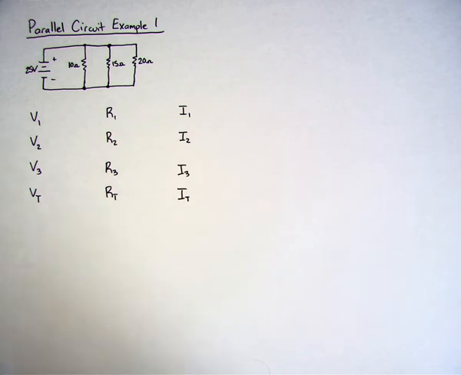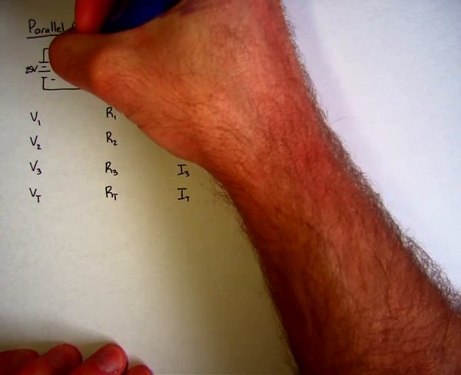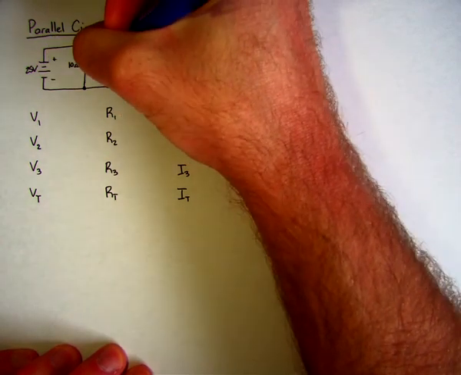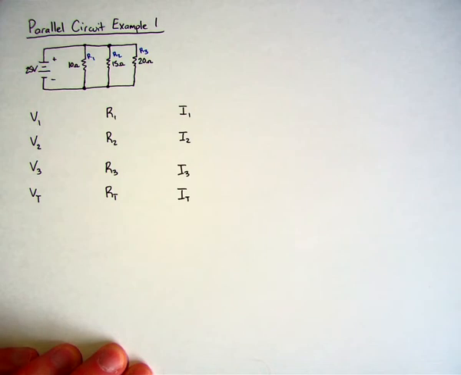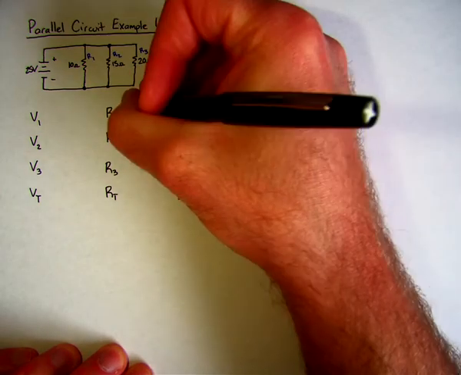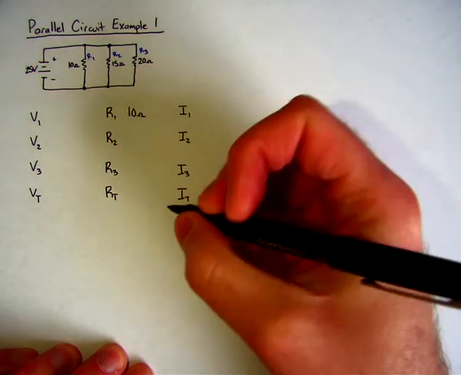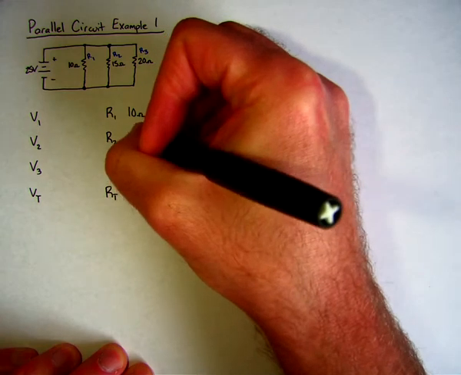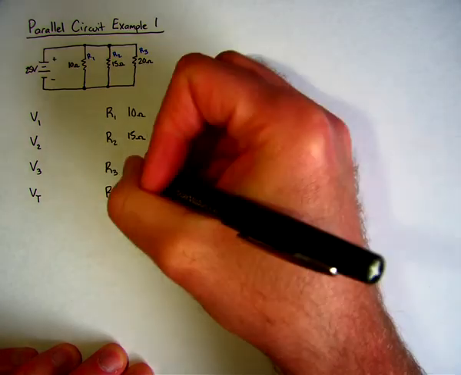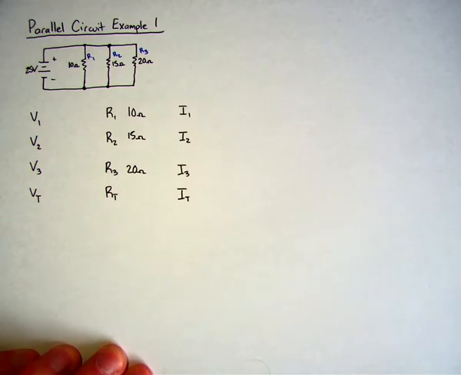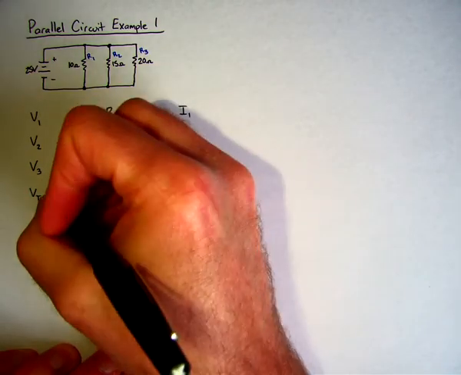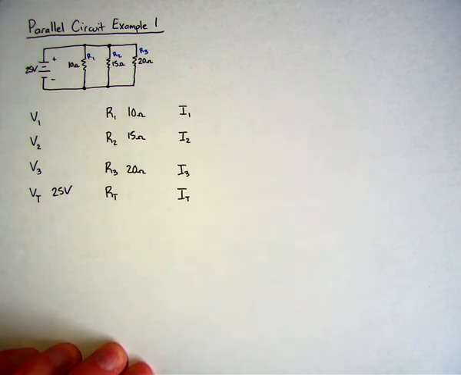So I'm just going to label the resistors, and it really doesn't matter which one's which. I'll just call this one R1, then R2, then R3. So just moving from left to right, I'll just label those. So I know from what I have given that R1 is 10 ohms. So I'm just going to put this in my table. I know that R2 is 15 ohms. And then I know that R3 is 20 ohms. So knowing what I know here, I also know that the total voltage is 25 volts.